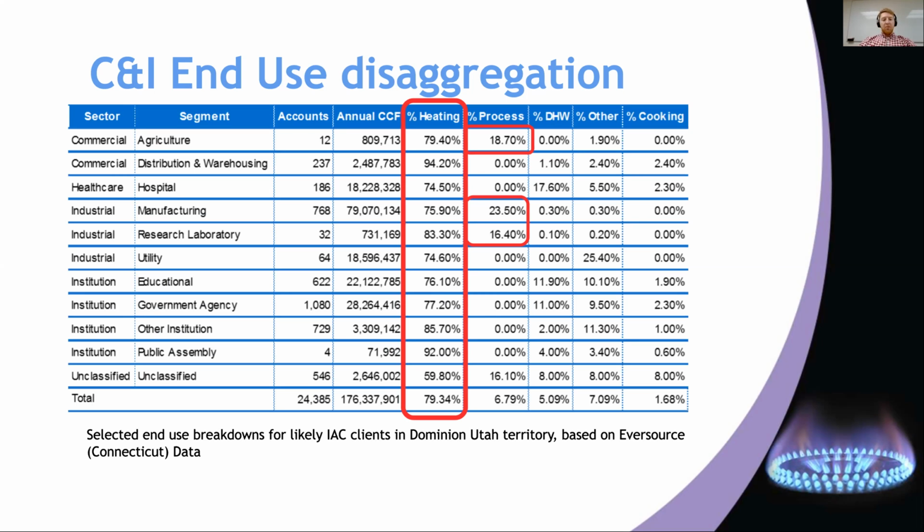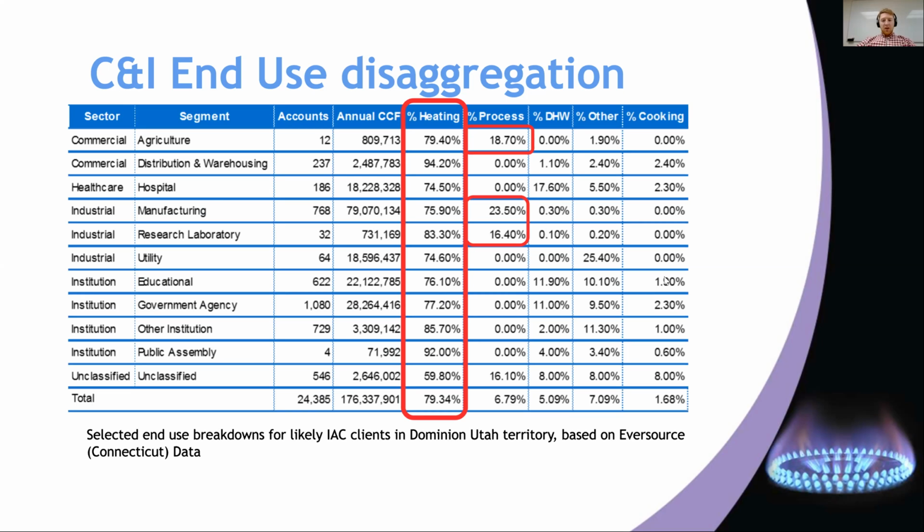But a lot of these other places, I think the IAC will mostly be focused on manufacturing, maybe some research laboratories, and maybe some agriculture. So we really do see quite a bit of process heating. If we ever dip into a hospital or an educational or other public institution, we won't see very much process heating. We'll be dealing a lot with comfort heating, and those can be complex systems all on their own between the HVAC and the ventilation air.